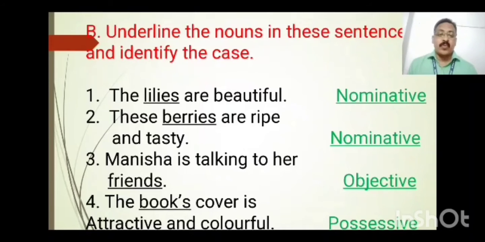Question number 4. The book's cover is attractive and colorful. Book's, you can see apostrophe s is added to it, so it is no doubt possessive case. So here also in this bit more questions and answers are there. I will give you these, children. These are the examples or samples. You can know how to find out what case a noun is in a particular sentence.